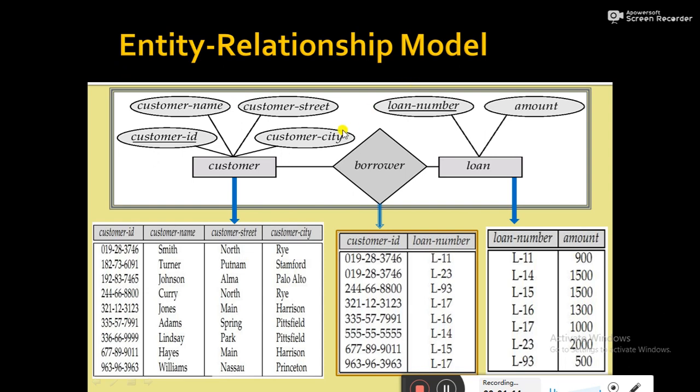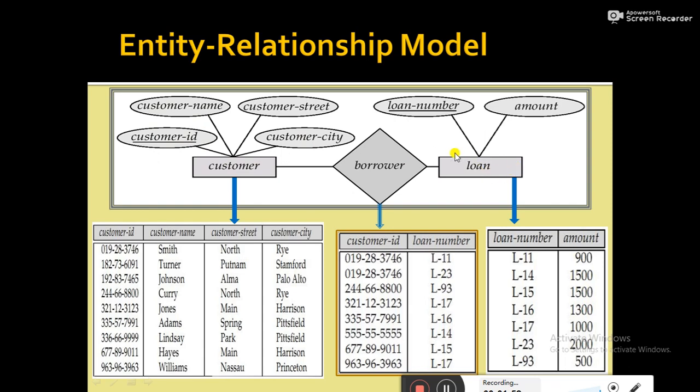In the ER model, as you know, entities are represented with a rectangle. Here in that example, we first have to decide the entity sets. The first entity set should be the customer, represented with a rectangle, and the customer has some attributes, for example customer ID, customer name, customer street, customer city. In the ER model, all the attributes are represented with an ellipse and they are linked with the entity set customer.